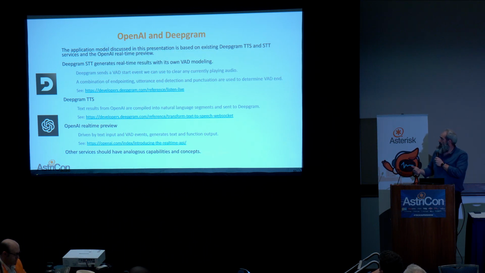It generates real-time results with its own VAD modeling. So basically, we stream audio to DeepGram, and DeepGram sends us back both results and VAD events, voice activity detection events. You generally will get a separate start event, because knowing when the person started talking versus when you send them a result are two separate events. So you need to know when the person has started to respond. That can be to clear the buffer. If the AI is saying something wrong and you want to tell it to shut up or interrupt it, it needs to be able to hear you so that it can stop talking. So you need to know those events.